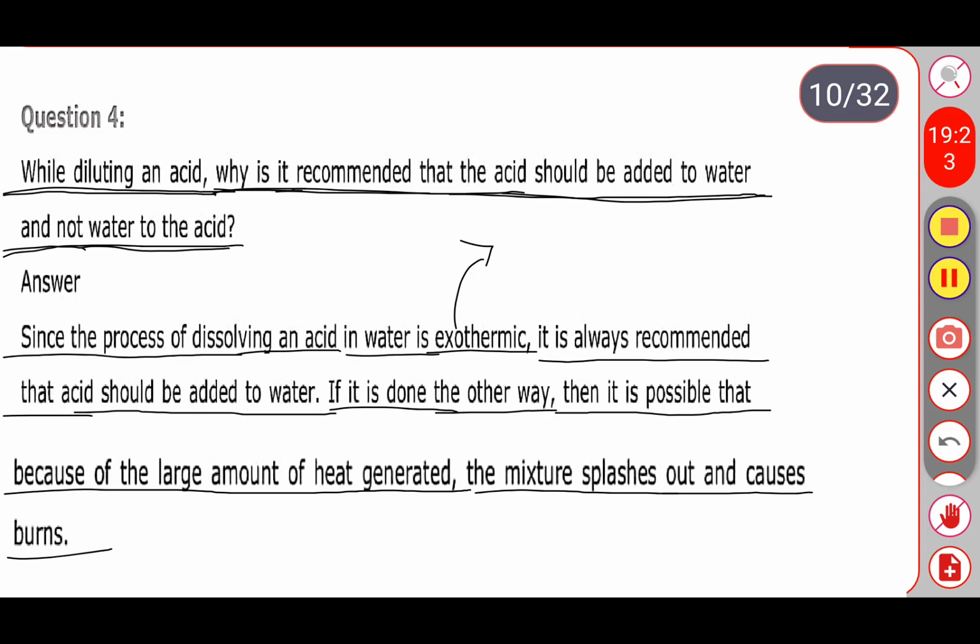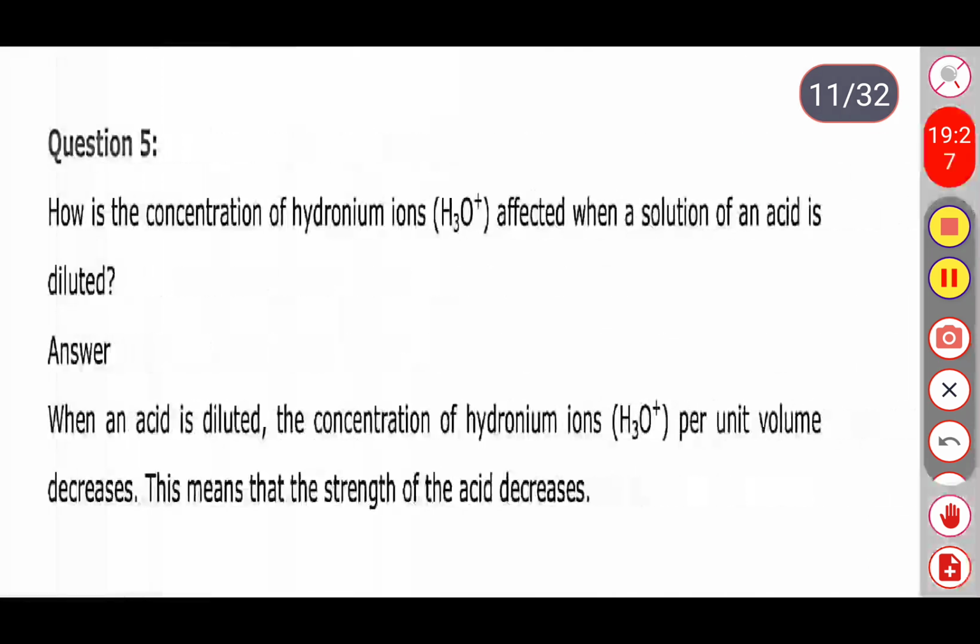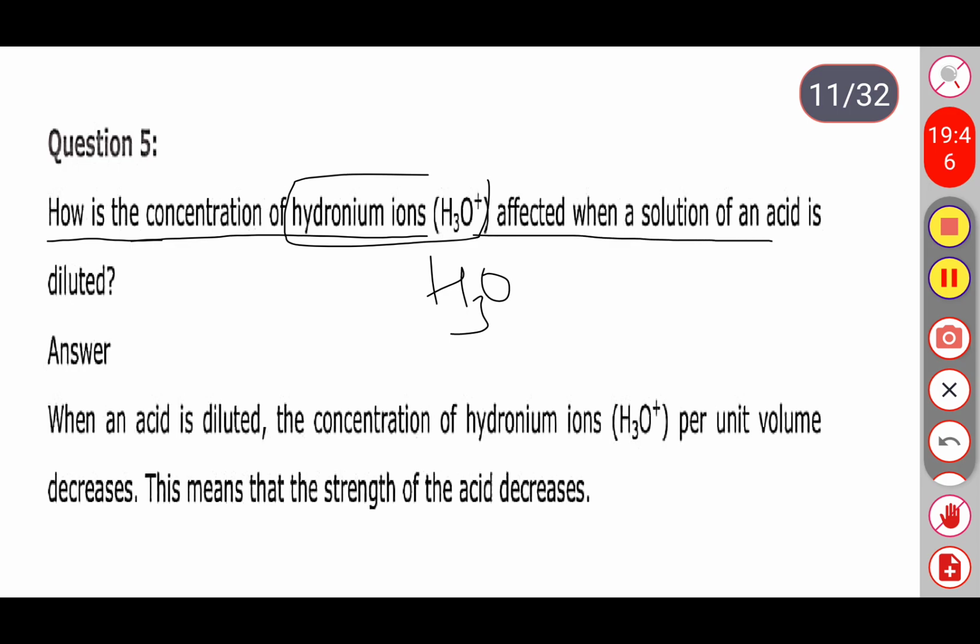How is the concentration of hydronium ion, H3O+, affected when a solution of acid is diluted? When an acid is diluted, the concentration of hydronium ion per unit volume decreases. This means that the strength of the acid decreases. Let's see the next question.